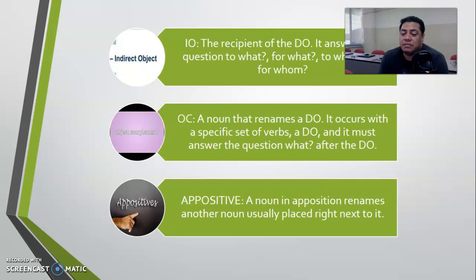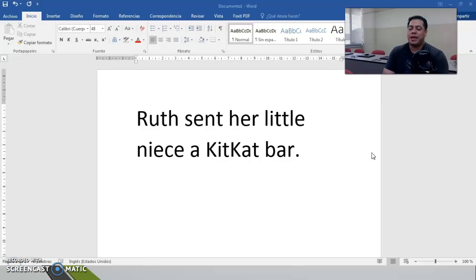Not every transitive verb allows this. Actually, to be technical, the verbs that allow us to have an indirect object and a direct object is what we call a ditransitive verb. D-I-T-R-A-N-S-I-T-I-V-E. Ditransitive. Let me show you an example of a sentence that exhibits an indirect object. Okay, check this sentence. Ruth sent her little niece a Kit Kat bar.